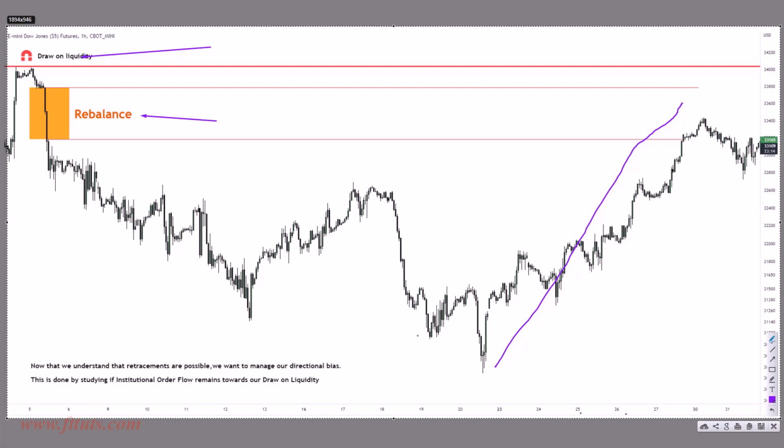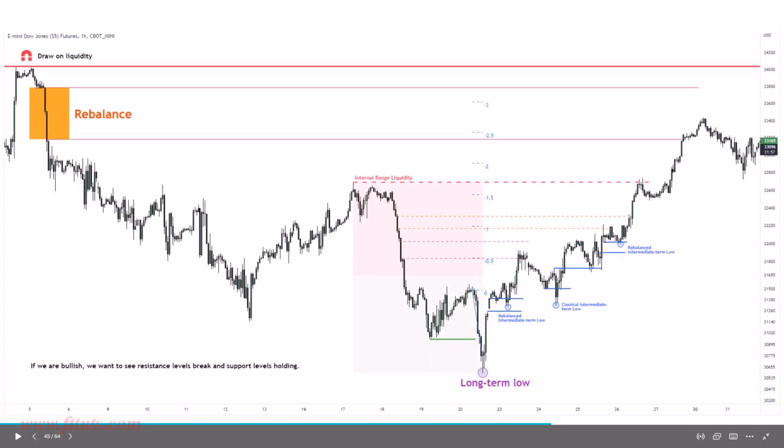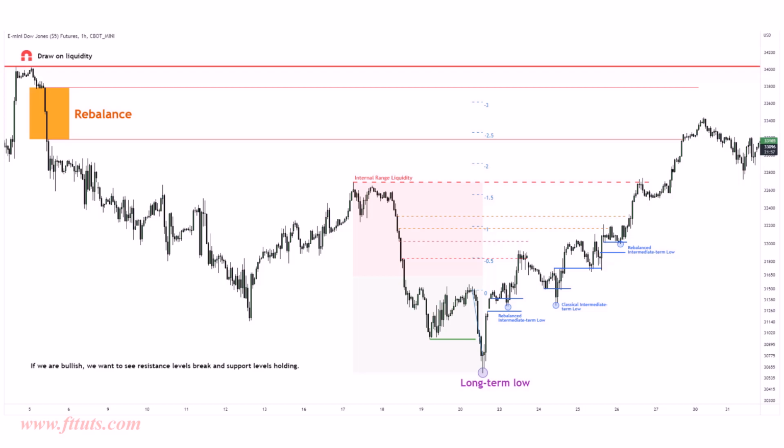If institutional order flow is bullish because we took out these lows and we had the market structure break, do you want to see rebalance intermediate term lows break? No, you don't want to see any bearish market structure breaks. If price did trade below a low, such as this one, bullish institutional order flow suggests that as a buy. Okay, why? Because we need to trade towards these areas. So if we're bullish, we want to see resistance levels break and support levels holding. That is institutional order flow in a nutshell.